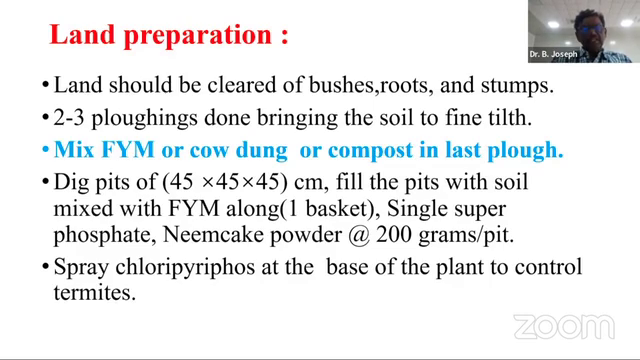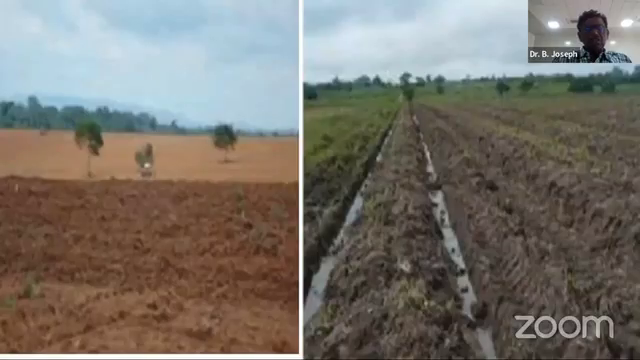First, we have to clean the land, and we have to go for the first 1 or 2 plowings, and we have to dig the pit, and we have to add at the rate of 200 grams per pit of super phosphate and neem cake powder. We can also use a little bit of chlorpyriphos for the purpose of controlling the termites. Generally, in the red soils, termite infestation is very high. It's very important that we should go for termite control also. This is the soil preparation.